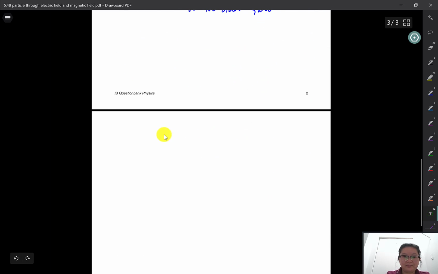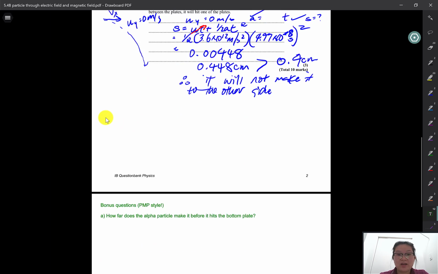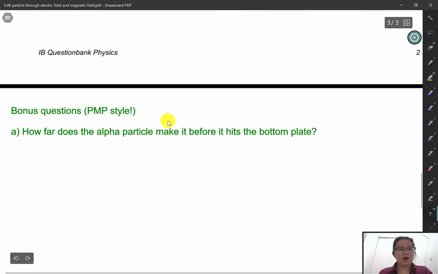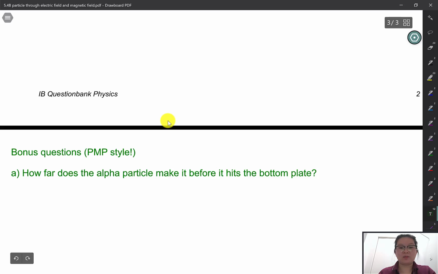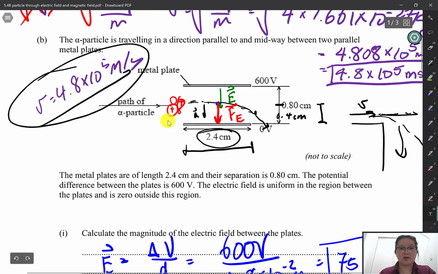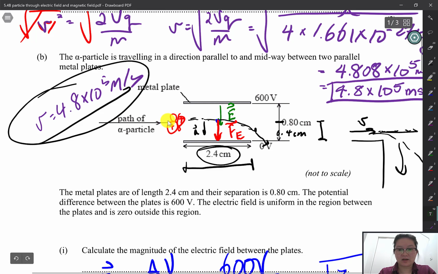All right, so I made 2 bonus questions. Let me just give you some context before I let you run off with them. Here we go. How far does the alpha particle make it before it hits the bottom plate? Here is the diagram again, with my ugly drawing. This alpha particle, we know, will be subjected to an electric field. It's going to accelerate towards the other end of the plate.